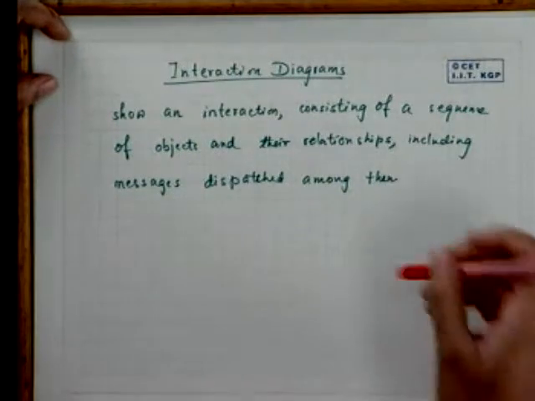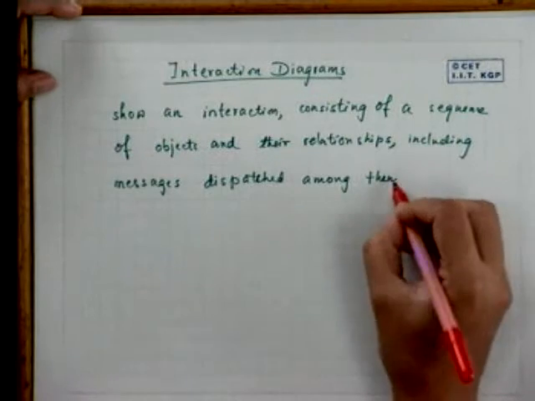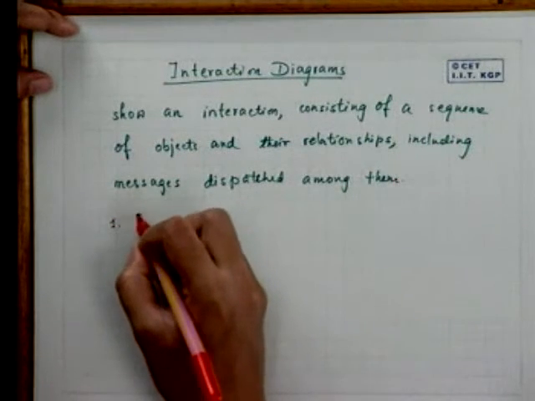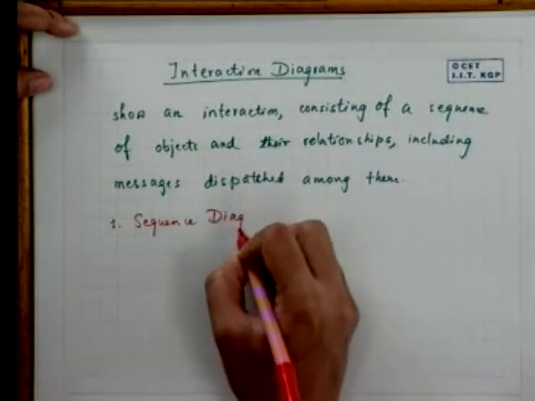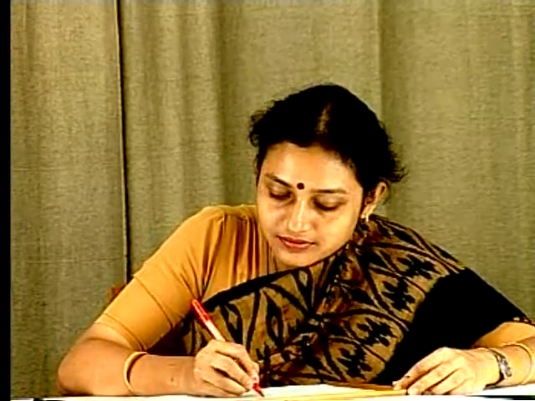And as we have said earlier, there are two kinds of interaction diagram. Number one is the sequence diagram. Sequence diagrams are used when we want to emphasize the time ordering of messages.